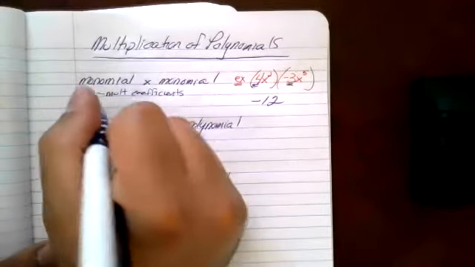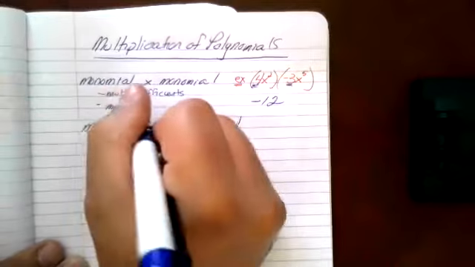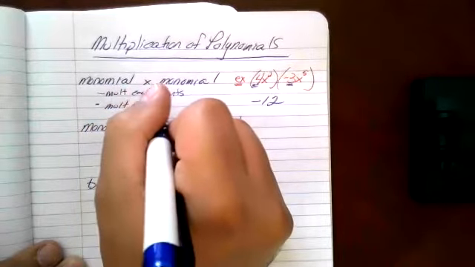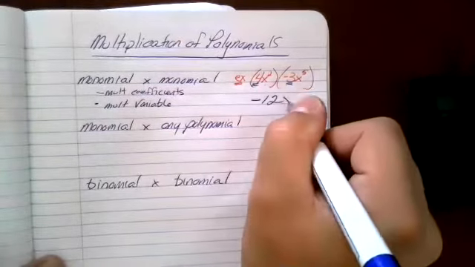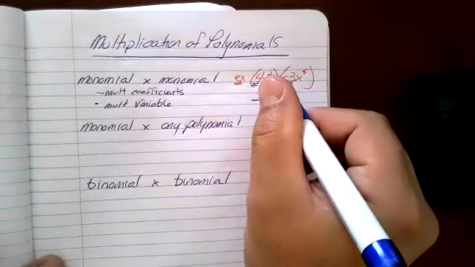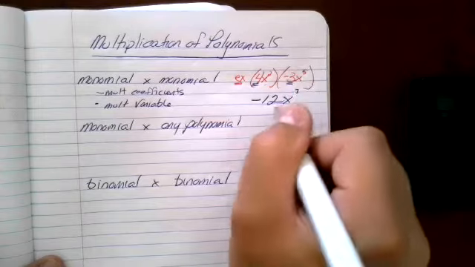And then we would multiply variables. And when we multiply variables, you have to keep the base and add the exponents. So in this case, I have x to the 2nd and x to the 5th gives me x to the 7th.